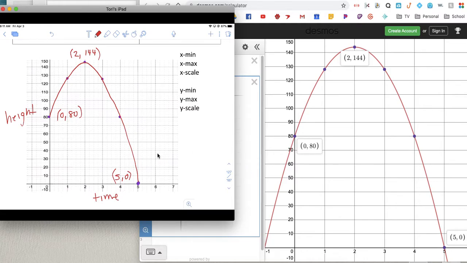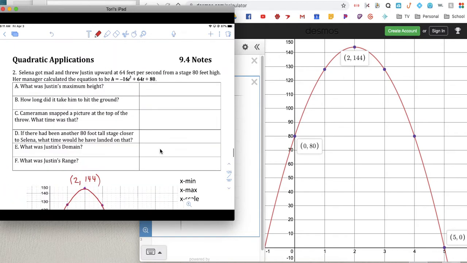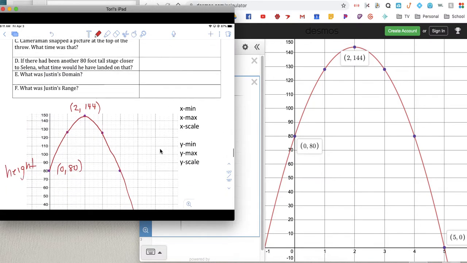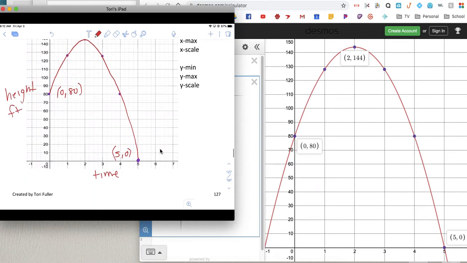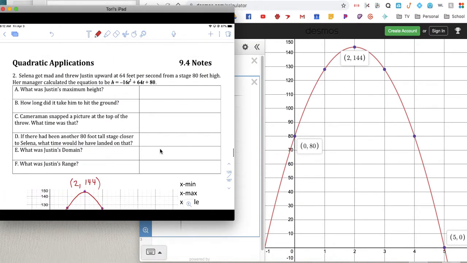Let's make sure we know what our units are so we can answer our questions, okay? All right, I'm scrolling up. Selena got mad and threw Justin upward at 64 feet per second. Okay, so feet is my height, seconds are my time. I'm going to label that feet so I remember, seconds so I remember.